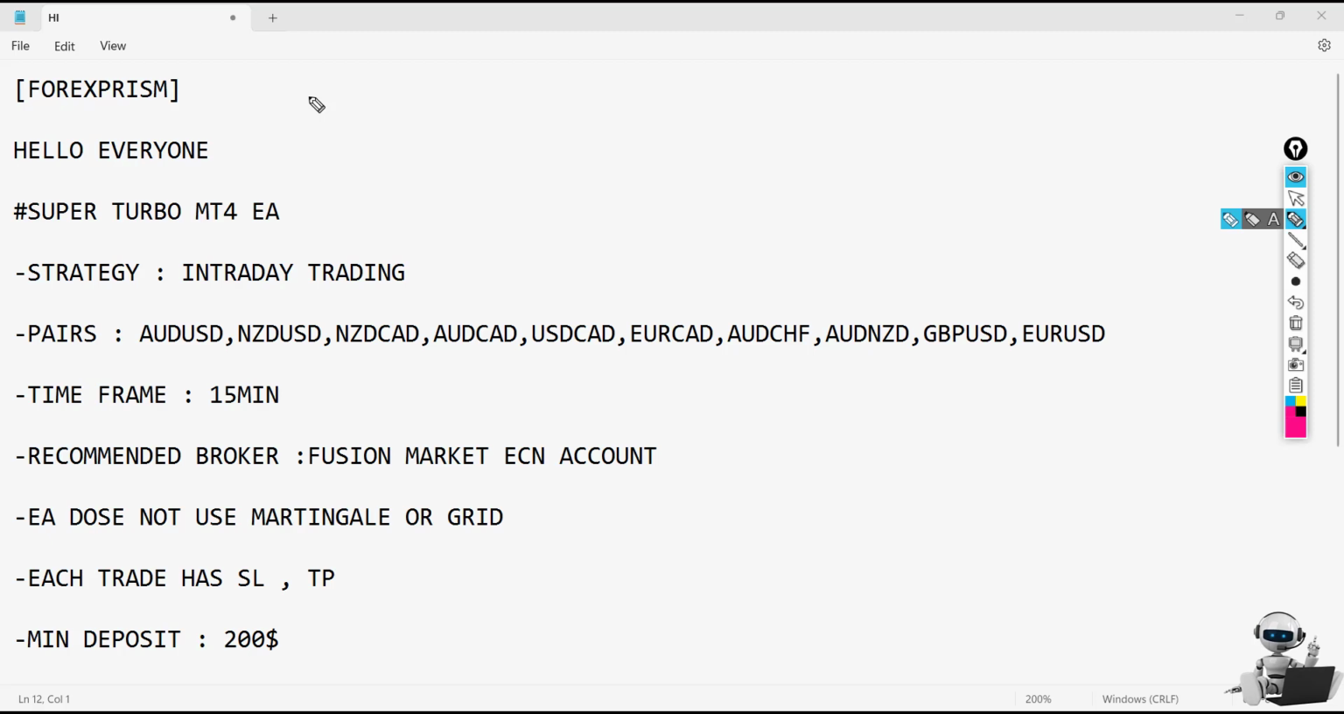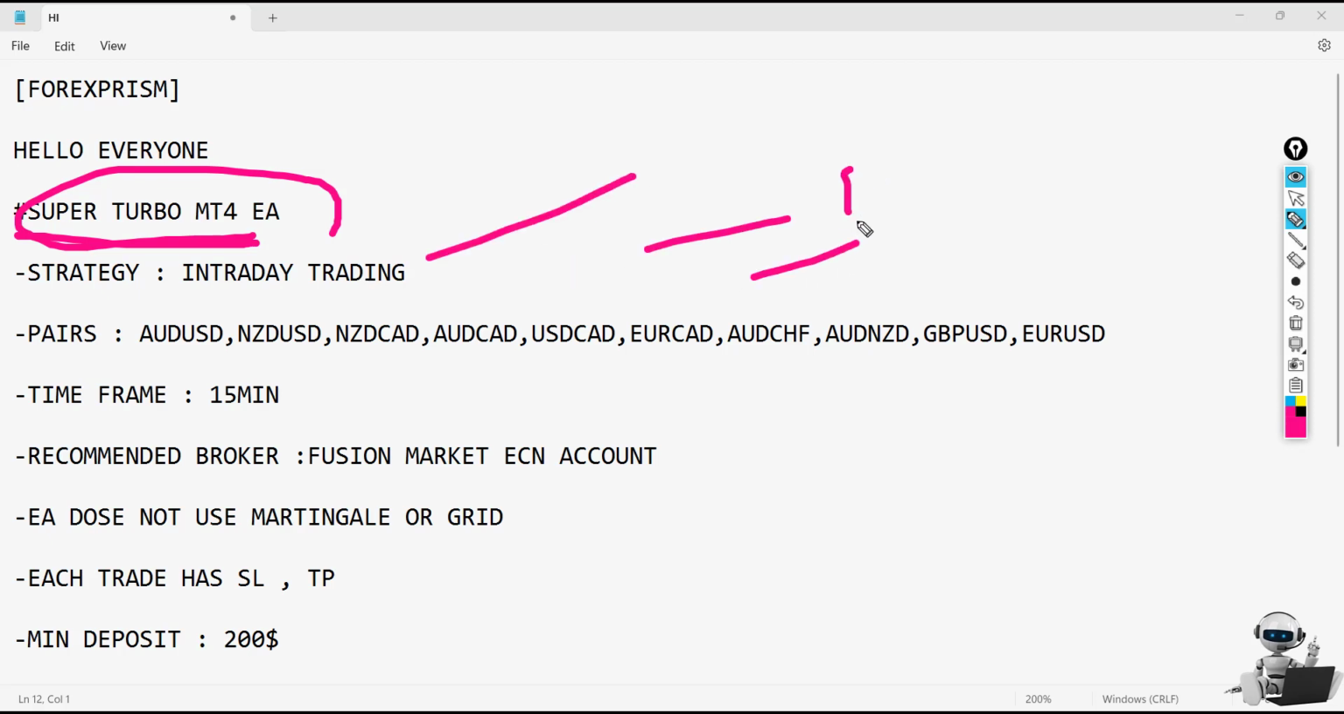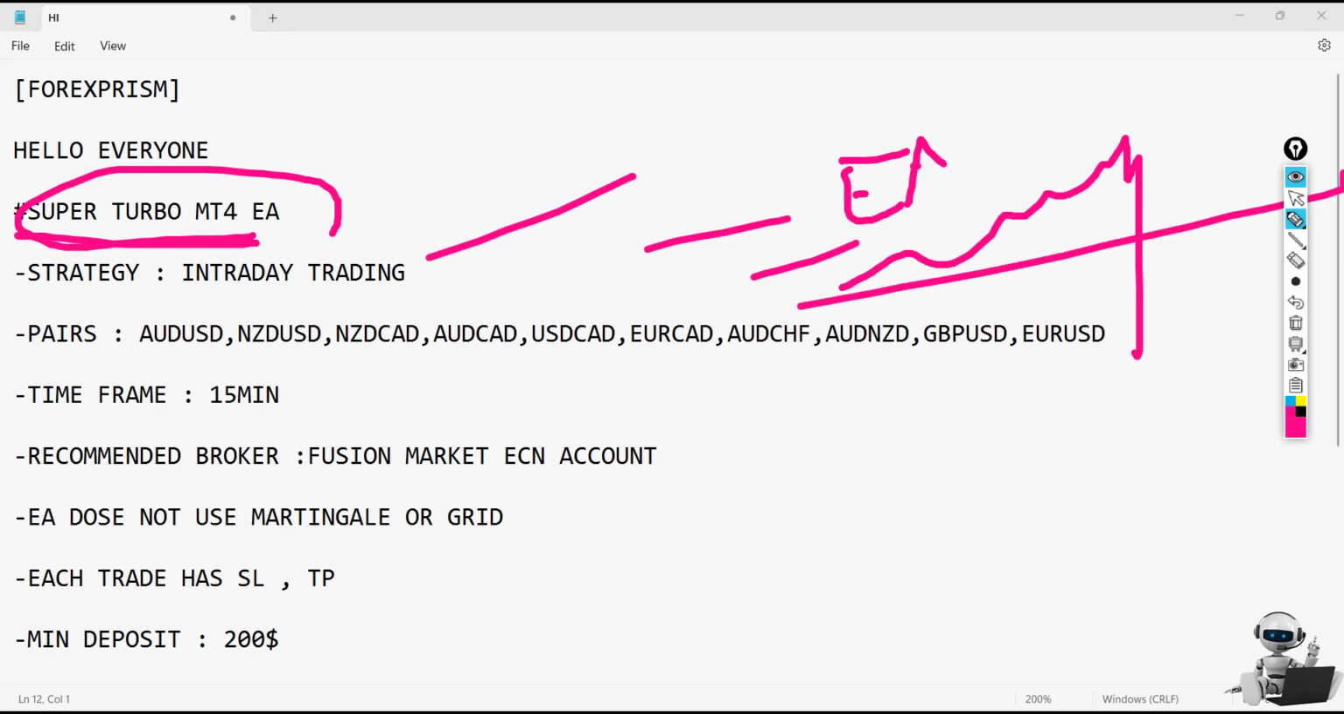Today I will be reviewing another EA. It is called Super Turbo MT4 EA. Now in the Forex there are so many EAs, so many robots. Sometimes you don't know which EA to select. Some EAs seem to be good at the beginning and then they will suddenly get huge drawdown and give you the huge loss.